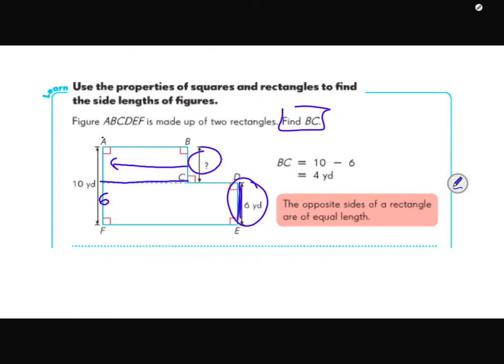Well, just because this is 6 doesn't mean this is 6, because 6 plus 6 is 12, and this whole thing is 10. Well, if the whole thing's 10, 6 plus what gets you to 10? Well, I know that 10 minus 6 is 4. So I know that if this is 6, then this is 4, because 6 plus 4 gets me that 10. And if this side's 4, over here, this side's 4, so then I know that BC is 4 yards.